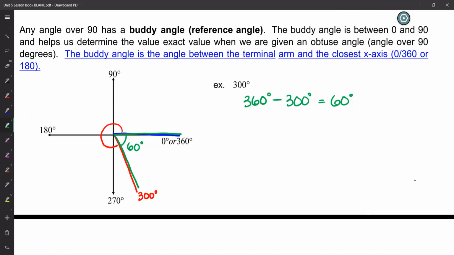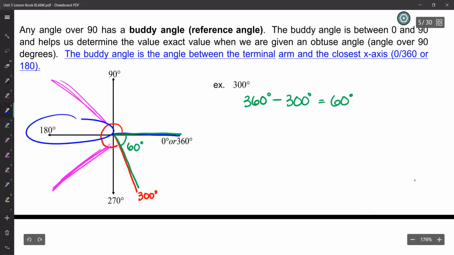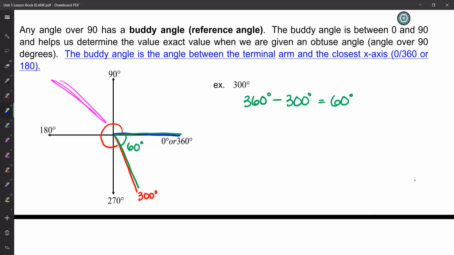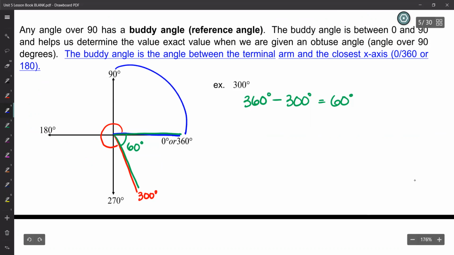Okay, if my angle is over in this quadrant or this quadrant, I'm going to use the 180 line to find my reference angle. Okay, so we'll see in a couple other questions how we can find the reference angle for different locations. I do not need a reference angle for angles between 0 and 90 because only angles above 90 need a reference angle.